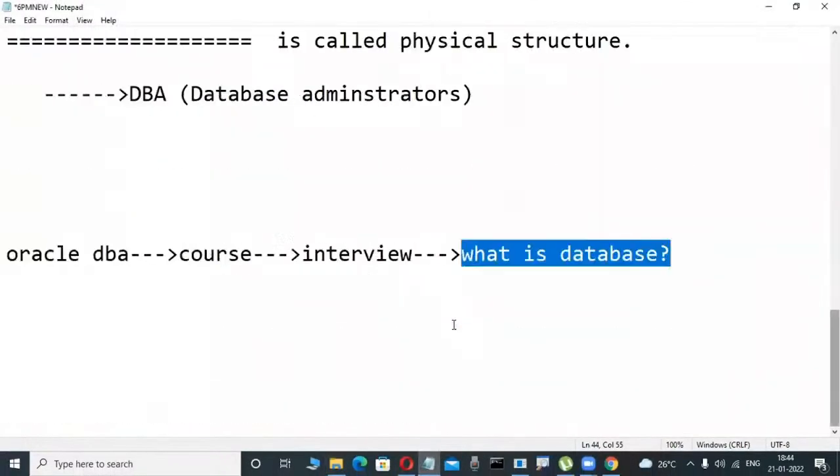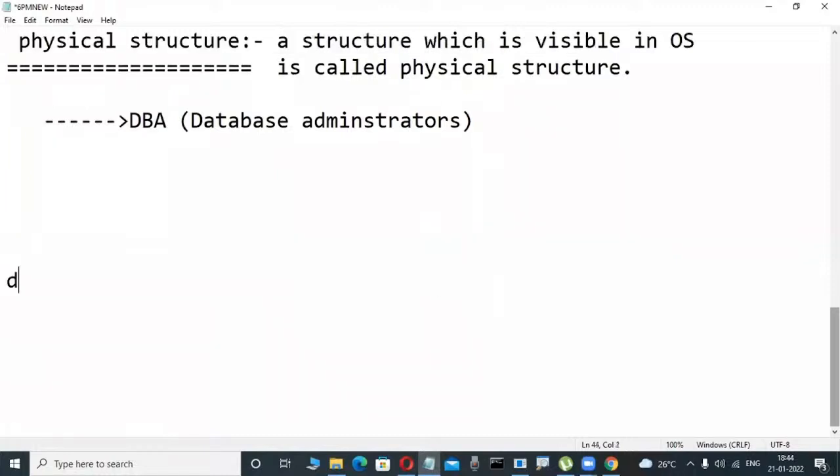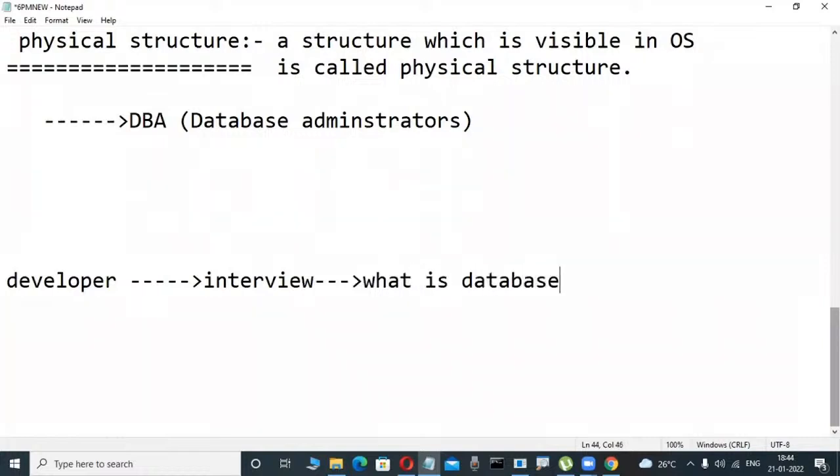Suppose I'm a developer, not an administrator, for example. I'm a Java developer, a SQL developer, a PLSQL developer, a Python developer, like that. These developers are attending an interview. What is a database? For example, they are not asking, but generally, what is a database? Developers tell it logical structure wise.